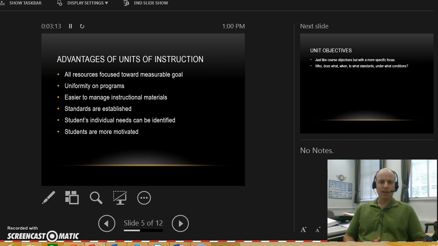All right. And the advantages of doing this, for one, it's going to make it a lot easier for you to manage this material. It's going to make it easier for the students to manage the material when you can break it down. You break it down into units, you break those units down into even smaller pieces, and then you're going to break those individual pieces down into your daily lesson plans.